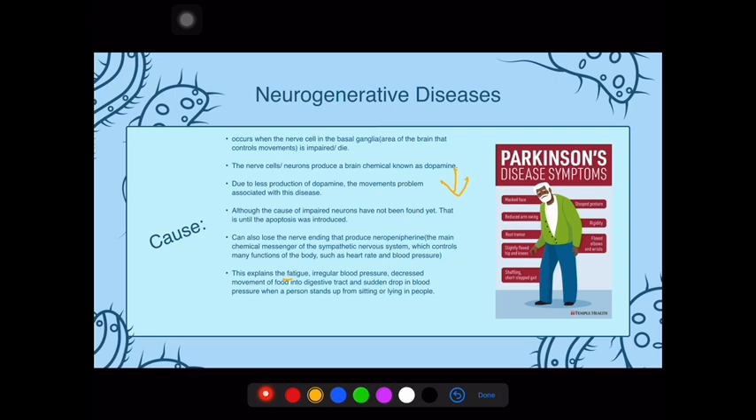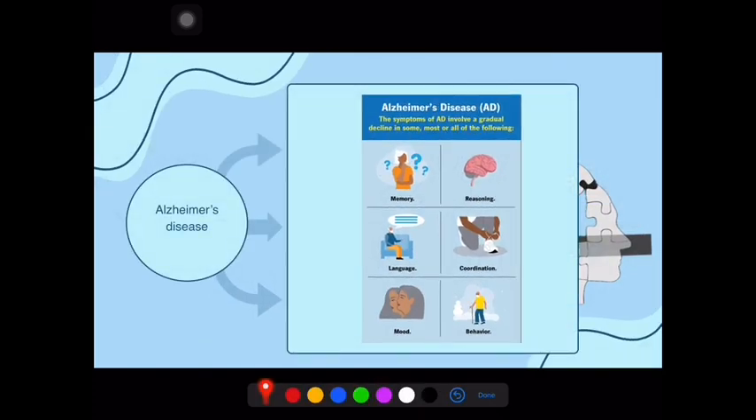Here comes Vamise explaining to you about Alzheimer's disease. Hello everyone. Right now I'll be explaining to you about Alzheimer's disease. Alzheimer's disease is a progressive brain disorder that affects memory, thinking, and behavior. It is the most common type of dementia. Symptoms include memory loss, confusion, difficulty with language, problem solving, and changes in personality.